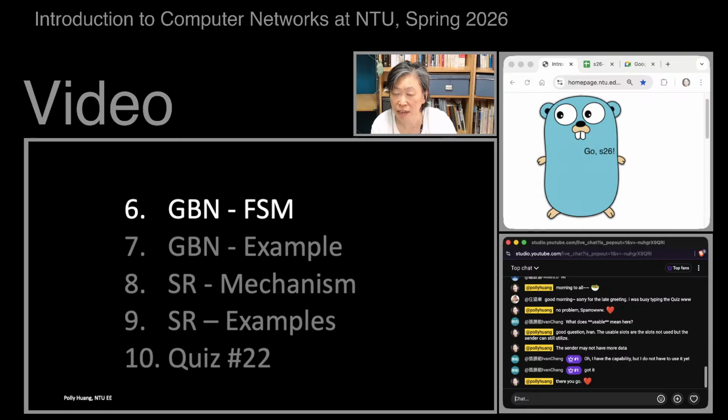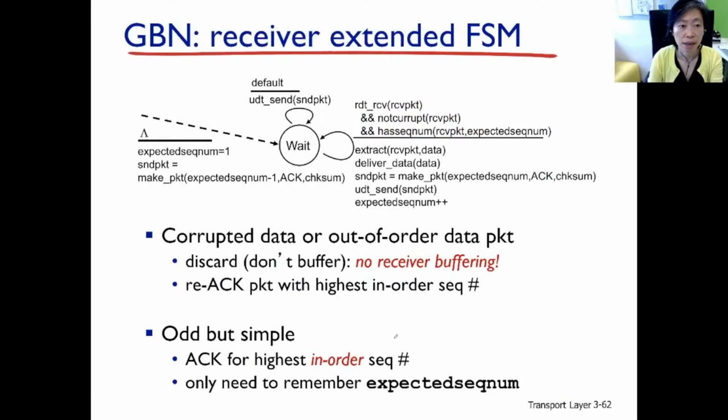This one is relatively easier than the sender side. The receiver finite state machine of Go-Back-N is actually quite simple. Let's skip the initialization and focus on the two possible transitions. Among the two, this one is more straightforward. We receive data, get a call from below, check that the data is not corrupted, and check the sequence number of the data. hasseqnum is a function newly defined for Go-Back-N.